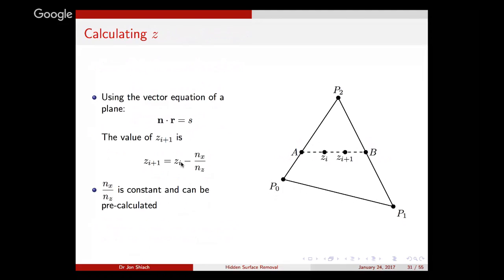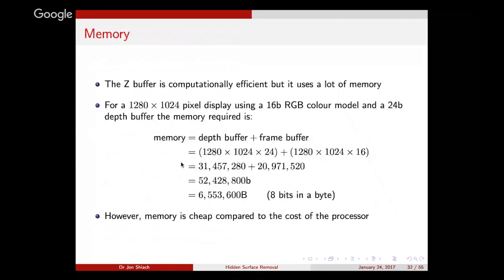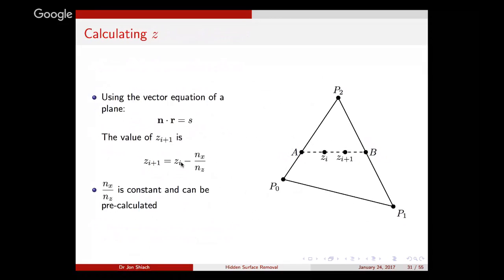Now, if you know what the z-coordinate is, and remember this is distance into the background, at that point, if we go one to the right, all we have to do is subtract nx over nz. If I show you how that's actually done, just to show you how that's done.